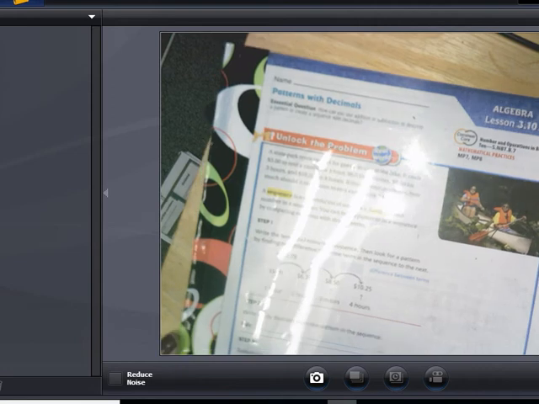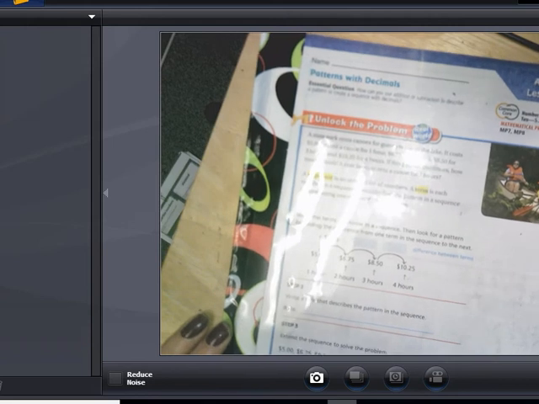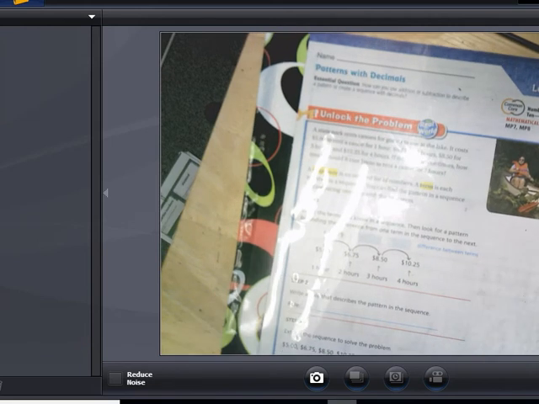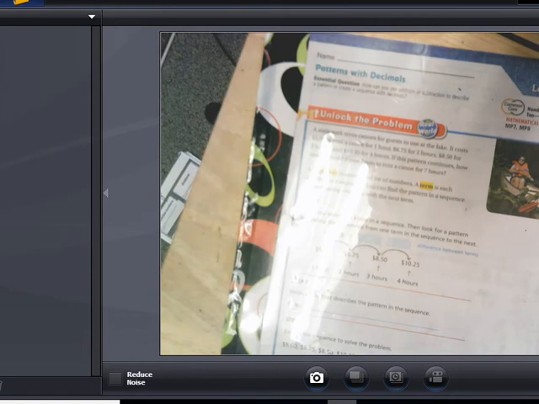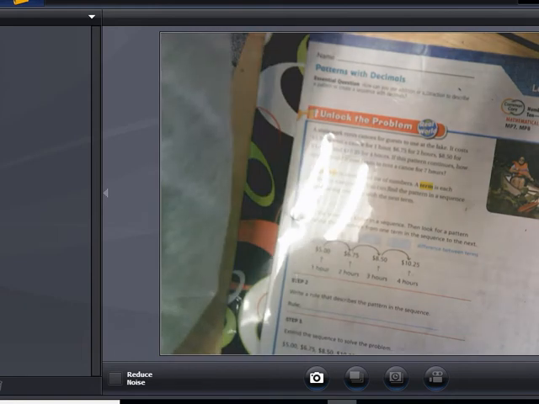Okay, boys and girls, we're doing using patterns in a sequence. So we have those words sequence and terms. I really don't know how to make this clearer for you, but here we go.